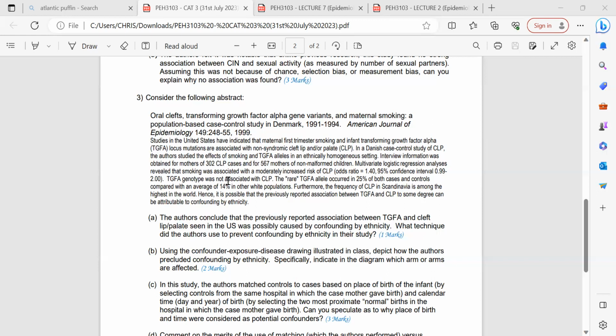TGFA genotype was not associated with cleft palate and lip. The rare TGFA allele occurred in 25% of those cases and controls, with an average of 14% in other white populations. Furthermore, the frequency of cleft lip palate in Scandinavia is among the highest in the world. Hence, it is possible that the previously reported association between TGFA and cleft lip palate to some degree can be attributable to confounding by ethnicity.